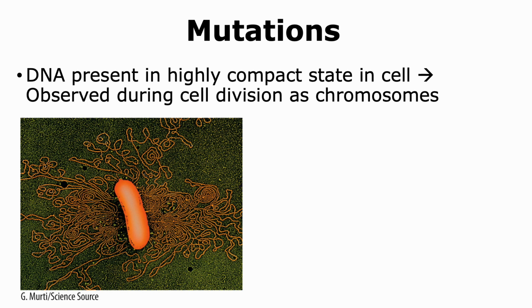Mutations are changes that occur in DNA. The DNA of an organism is present in a highly compact state because DNA molecules tend to be very long, as observed in this figure. Here, the thread-like structures surrounding the cylinder are the strands of DNA, and this entire thread-like structure corresponds to one single molecule of DNA. And hence, it is folded so that it can remain inside the confines of a cell.